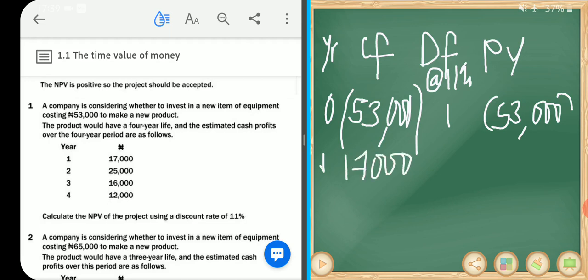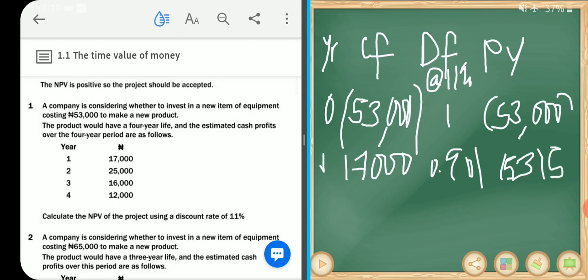In year 1, we have 17,000. It's profit. So we discount at 11%. Remember the formula. It will be 1 over 1 plus 0.11 raised to power 1. By the time you calculate that, we get our value, and our value here is 0.901.